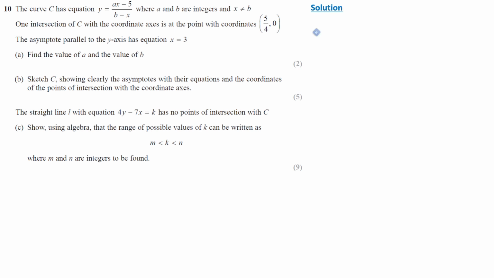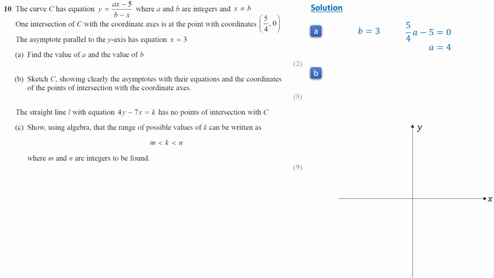We are given that the vertical asymptote of the curve is at x equals 3, which means that the denominator of the equation becomes 0 at x equals 3. Therefore, the value of b in the equation must be 3. Now, we can substitute x equals 5 over 4 and y equals 0 into the given equation to find a. 5 over 4a minus 5 equals 0. Then we get a equals 4.